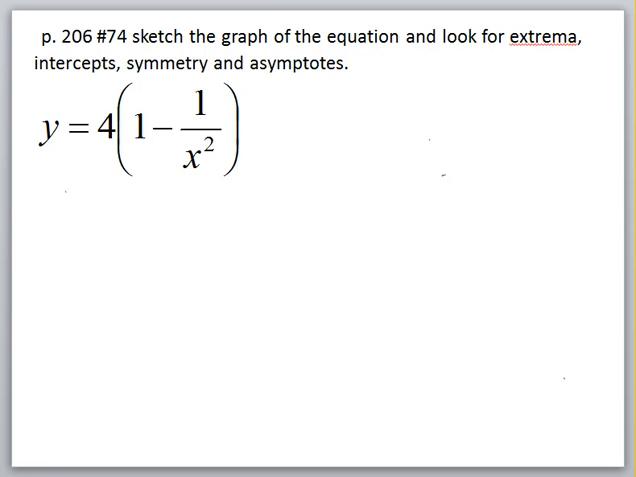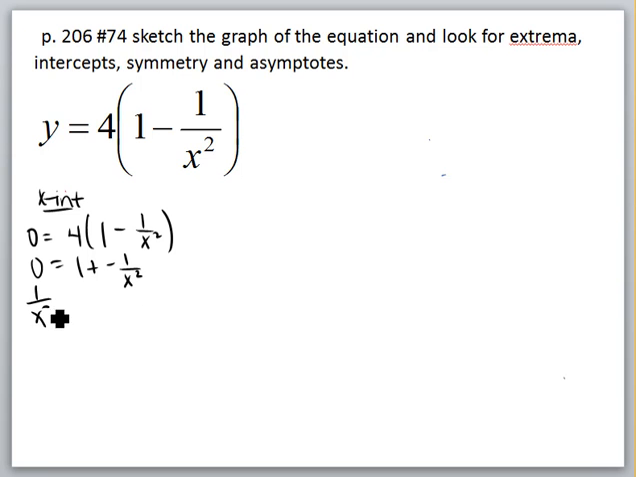Two more examples of these, and since these take a while, I will be moving at a rather quick pace. We're going to find the x-intercepts first. The x-intercept is where we plug 0 in for y. When I do that, I end up dividing by 4, and I have 1 plus negative 1 over x squared. Move that to the other side. Cross multiply. So I get my x to be plus or minus 1. So I have 2 x-intercepts, 1 at negative 1, 0, and 1 at 1, 0.